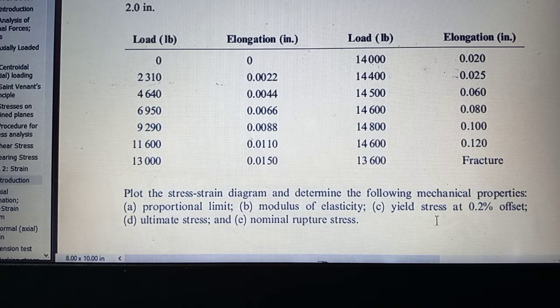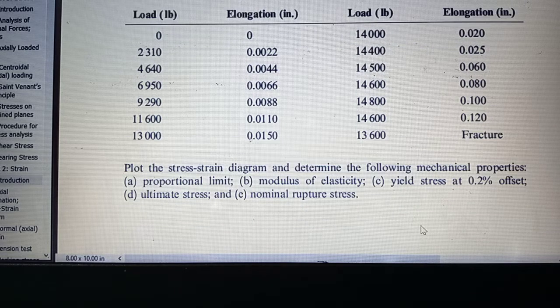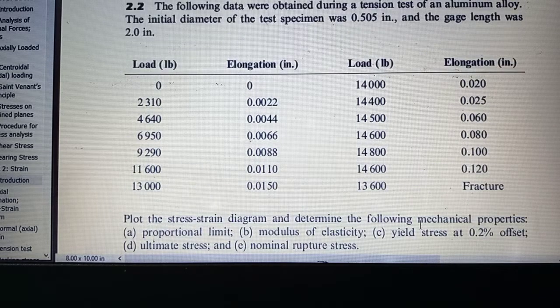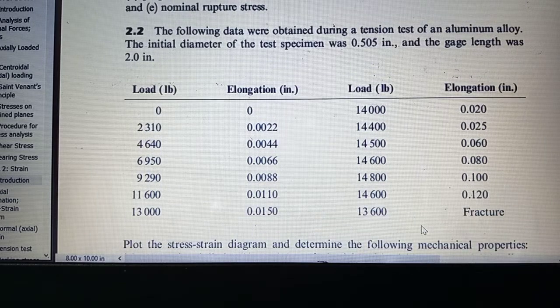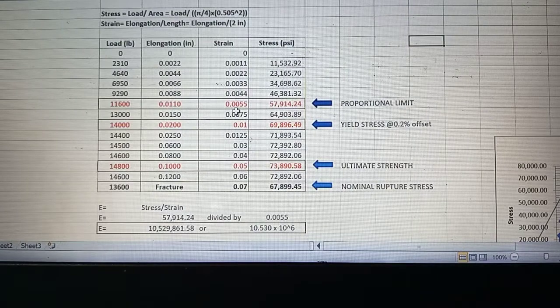So it says plot the stress-strain diagram and determine the mechanical properties such as the proportional limit, modulus of elasticity, yield stress at 0.2% offset, ultimate stress, and nominal rupture stress. So this is the entire problem. Okay, so let's go to the solution.